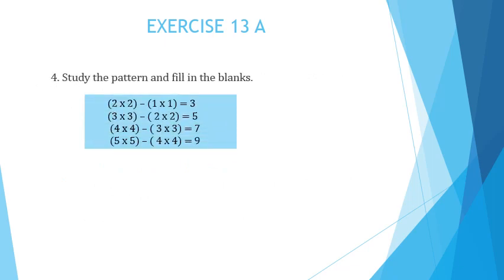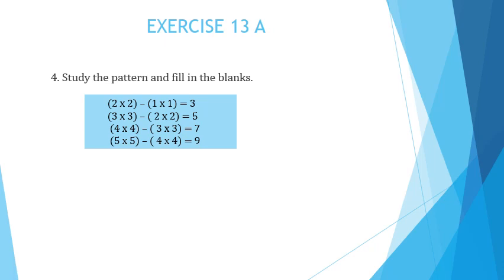Now let's come to the next question. Study the pattern and fill in the blanks. So here we have 2 multiplied by 2 minus 1 multiplied by 1 is equal to 3. 3 multiplied by 3 minus 2 multiplied by 2 is equal to 5. 4 multiplied by 4 minus 3 multiplied by 3 is equal to 7. 5 multiplied by 5 minus 4 multiplied by 4 is equal to 9.